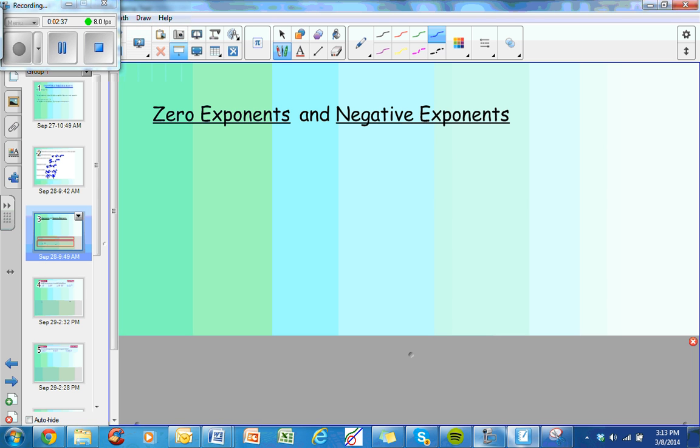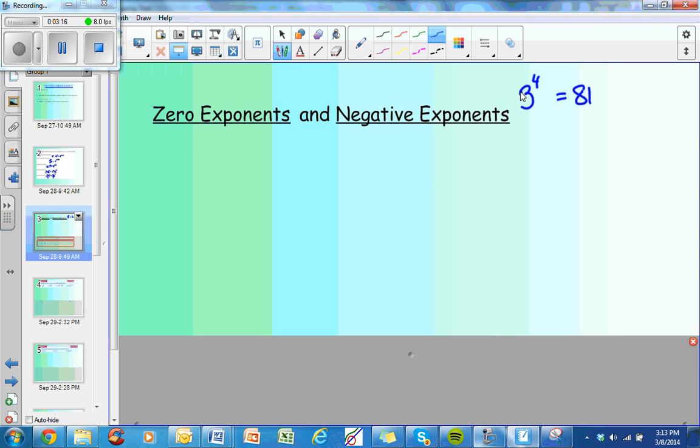Okay, what we're going to add to this are 2 rules, 0 exponents and negative exponents. And these can be a little bit confusing, so I'm going to explain them both to you in the same way. Let's take a number like 3 to the power of 4. You probably know that that is 81. Hopefully, 3 times 3 times 3 times 3 is 81.